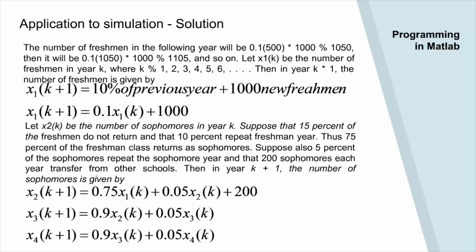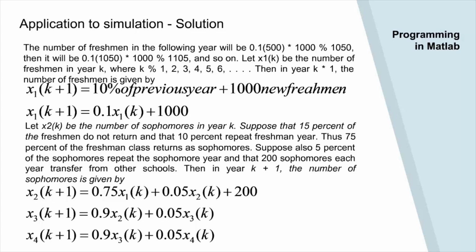To solve this equation, we need to solve the freshman equation, that is x1(k+1) = 0.1 x1(k) + 1000, all at the same time. So this is very easy to do with Matlab. Before we solve these equations, let us develop the rest of the model.